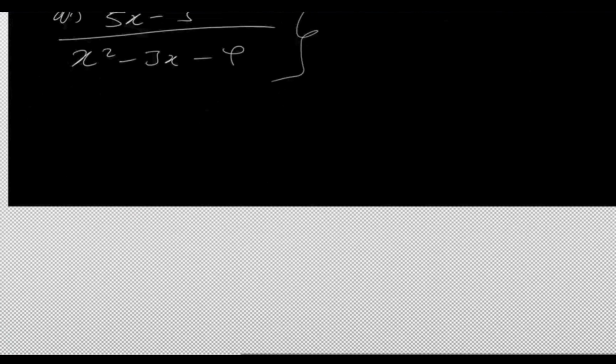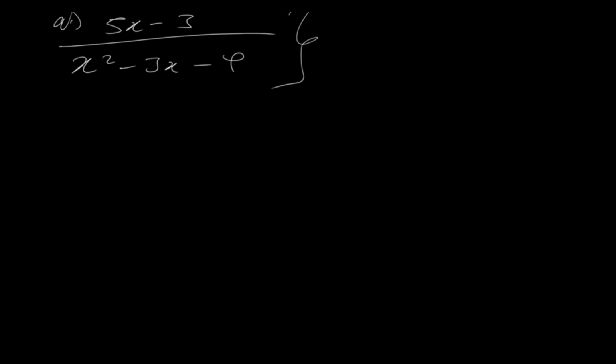All right, let's solve it together now. So remember, the key is the denominator. So let's attack the denominator. Having x squared minus 3x minus 4, let's try and factorize this using the sum, the product method.